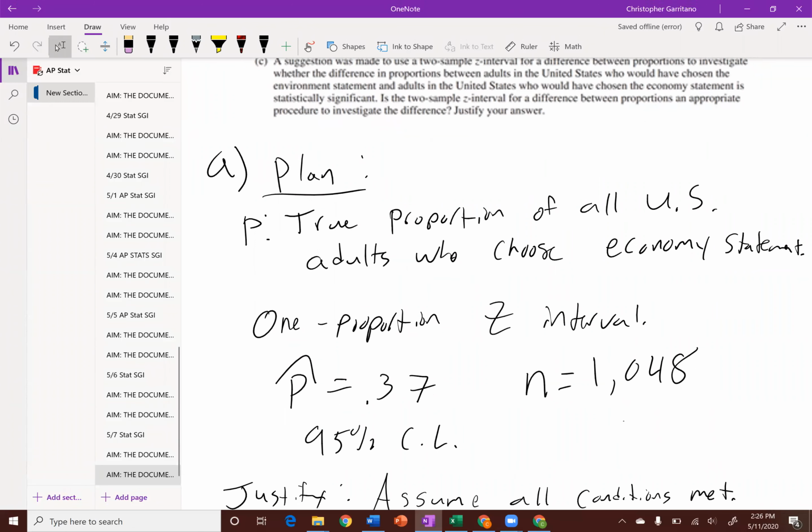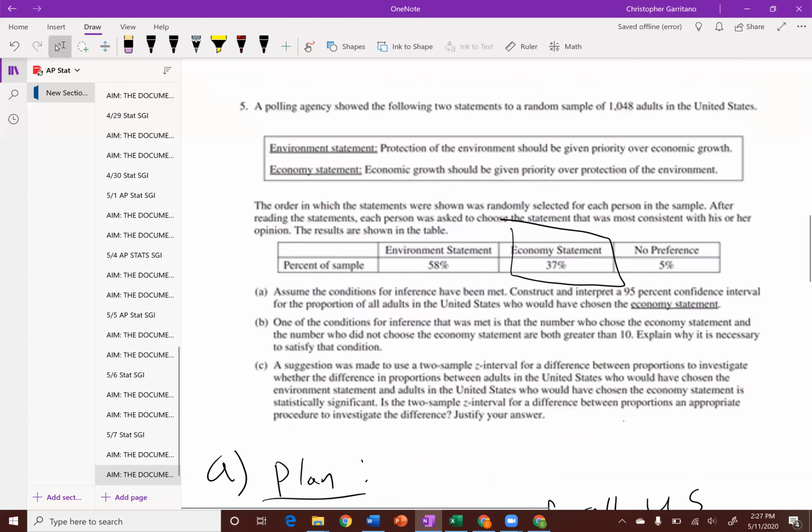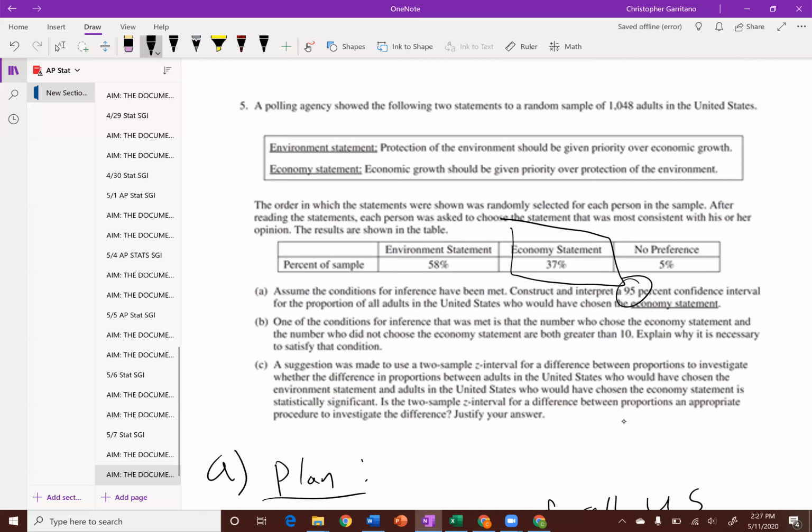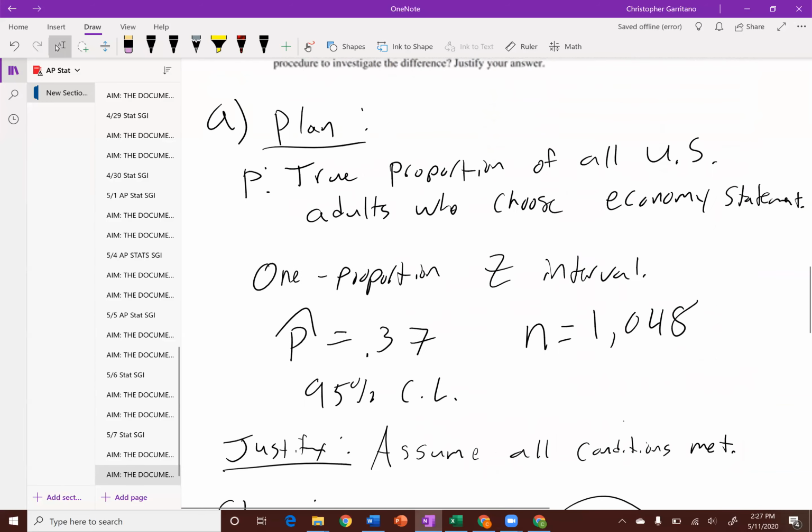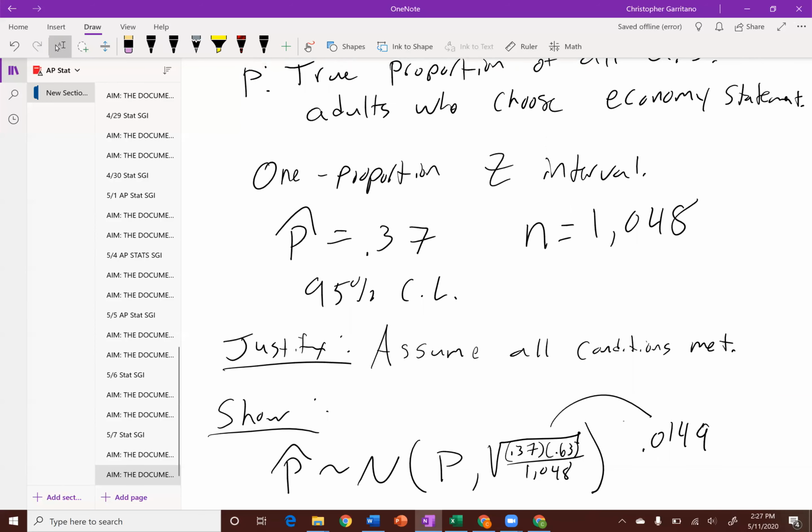In this case, there's only one p, call it the true proportion of all US adults who choose the economy statement. We're going to run a one proportion z interval. Like I said, p hat was 0.37, sample size was 1048, and of course, this is a 95% confidence level, as we were told to use. As far as the justification, no need to, because we're told that all conditions are met.